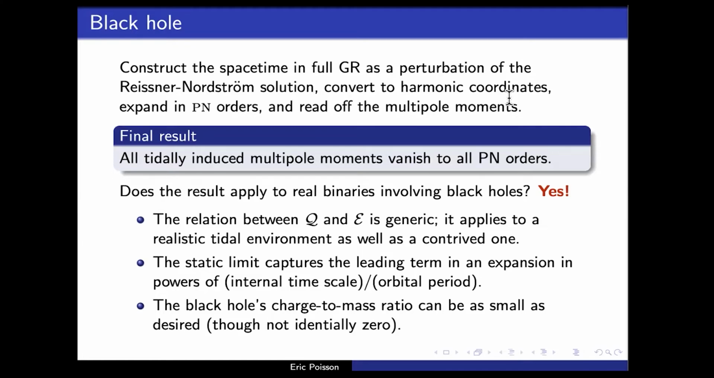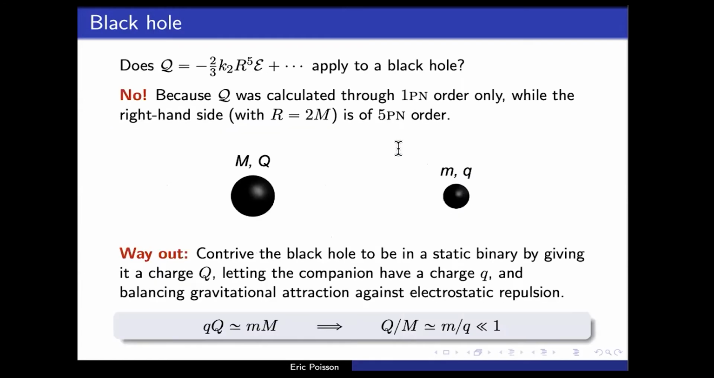And the final result of this, and that's the punchline, is that for my static binary with my charged black hole, all tidally induced multipole moments for that black hole vanish, and they vanish to all post-Newtonian orders. So that for me resolves the question. I could not apply this relation to a black hole because of the reasons I explained, but it turns out to be true, at least for this contrived situation, and I'm not shying away from the fact that this is a very contrived situation. At least for that situation, Q turns out to be 0.